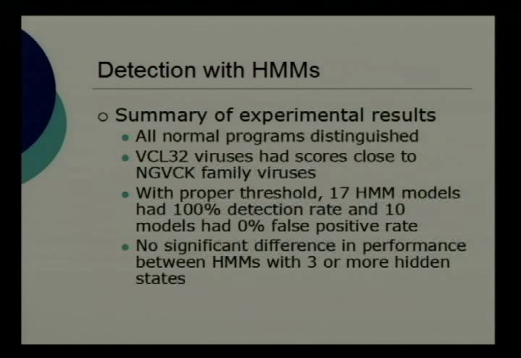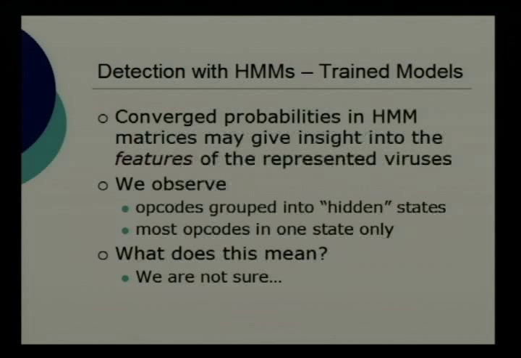So this is a summary of our experimental results. All normal programs can be distinguished by the score alone. And VCL32 viruses scored closer to the NGVCK viruses. If we set the threshold properly, 17 of our models had a 100% detection rate, and 10 models had a 0% false positive rate. And as I explained, we tried different numbers of hidden states. For 3 or more hidden states, we didn't find any significant difference in performance.